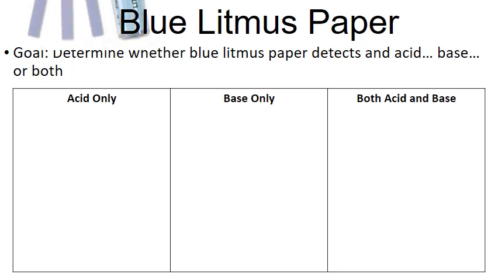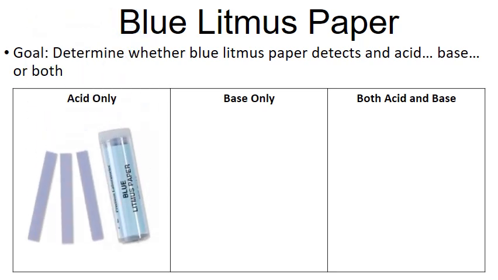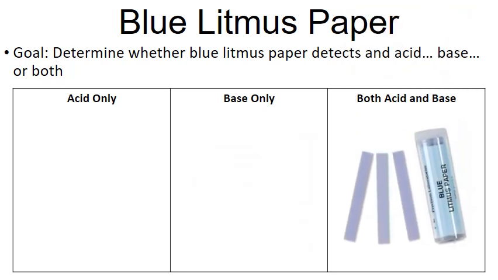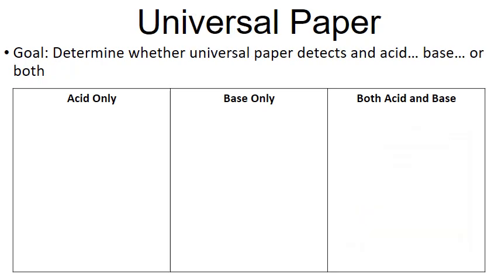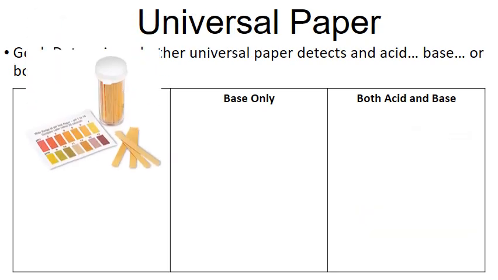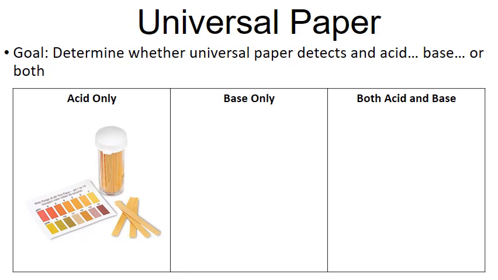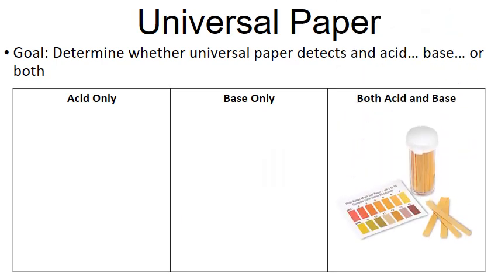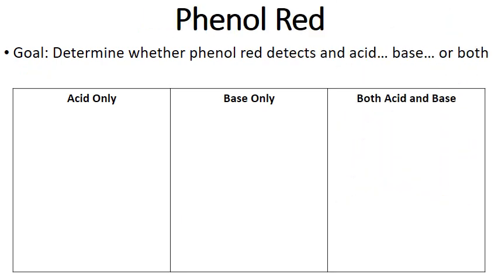Blue litmus paper, will it detect the presence of an acid only? Will it detect the presence of a base only? Or does blue litmus paper detect the presence of not just an acid, but also a base? Same for universal litmus paper. Will it detect the presence of an acid only? Will universal litmus paper detect the presence of a base only? Or can universal litmus paper detect the presence of both an acid and a base?